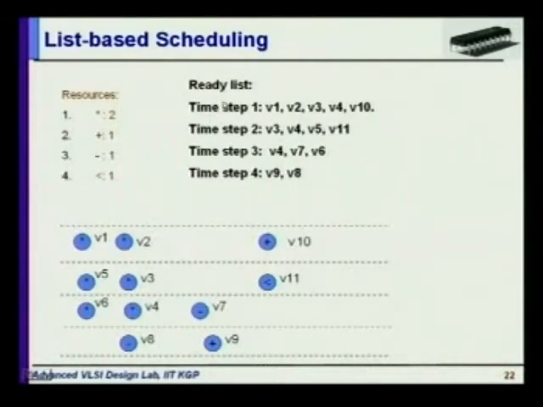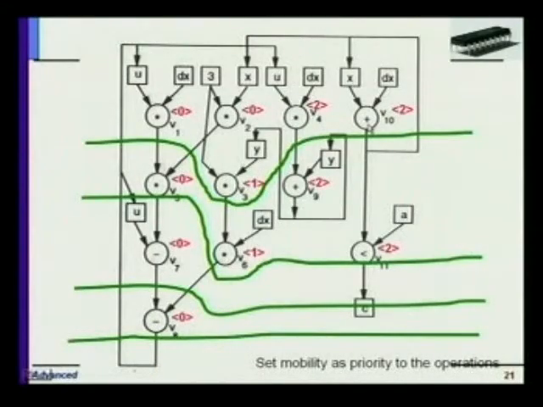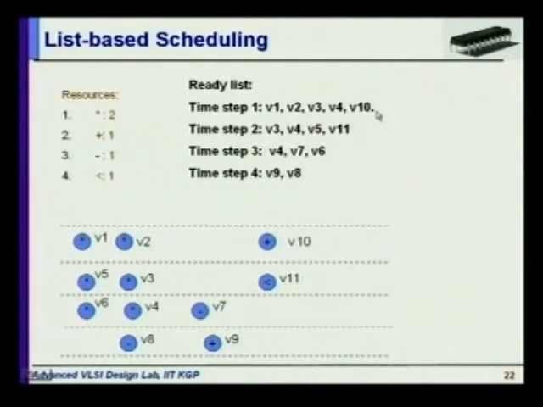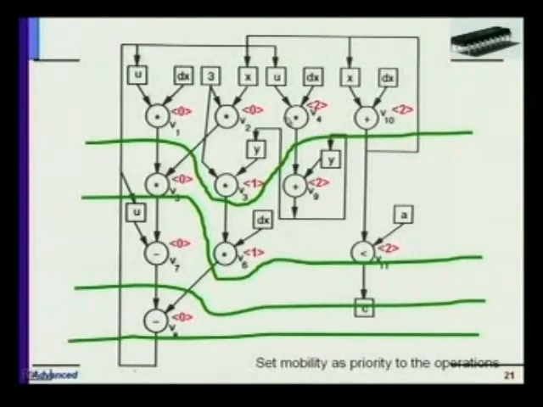Now you maintain a ready list. The ready list contains the operations that do not depend on previous operations, so they are ready to schedule. Initially, as I already discussed, V1, V2, V3, V4 and V10 are in the ready list. Now your resource constraint says that you can use two multipliers, one adder, one subtractor and one comparator. In the ready list, V1, V2, V4 and V3 are multiplications. So you have two multipliers and four multiplication operations ready. You have to select two of them.